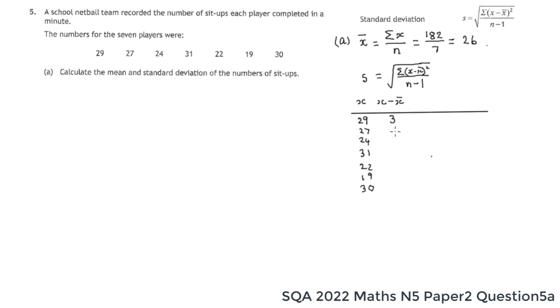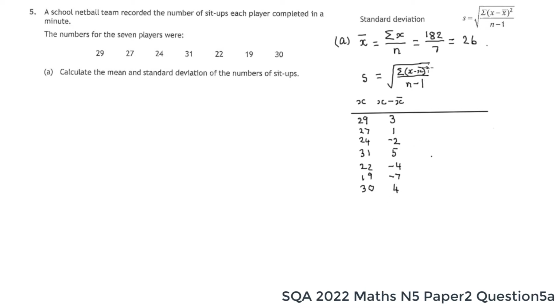27 minus 26 is 1. 24 minus 26, that's a negative number, it's negative 2. 31 minus 26 is 5. 22 minus 26 is negative 4. 19 minus 26 is negative 7, and finally 30 minus 26 is positive 4.